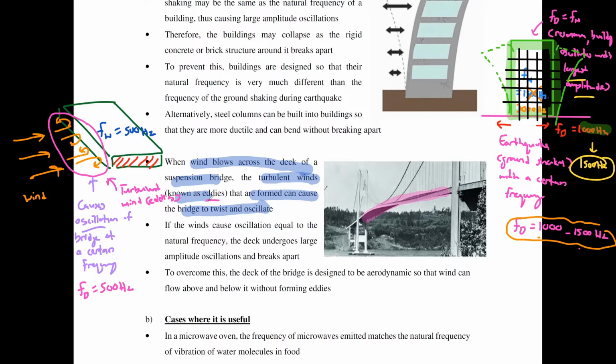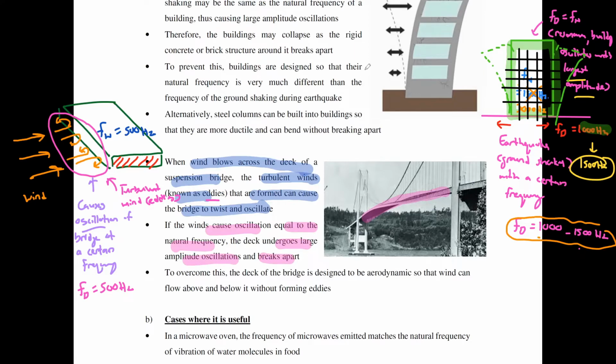Just know that when wind blows across the bridge, it can't pass through, but it's being forced to turn back. So that causes some sort of oscillating force at a certain frequency. So if your winds are causing oscillation equal to the natural frequency, your deck will start to undergo large amplitude oscillations and eventually break apart.